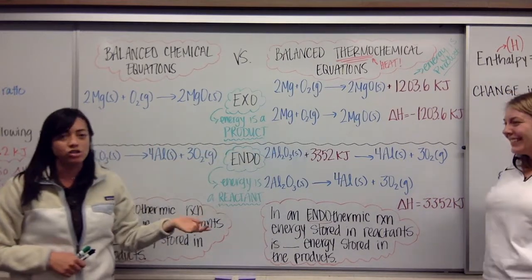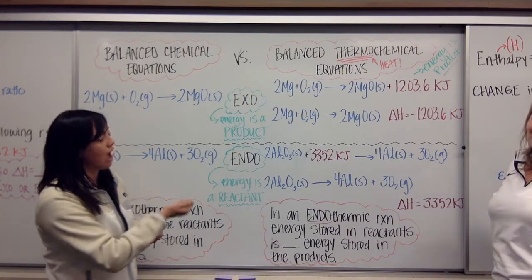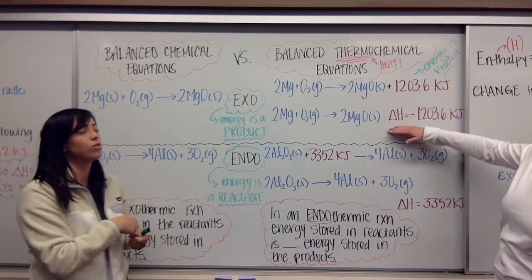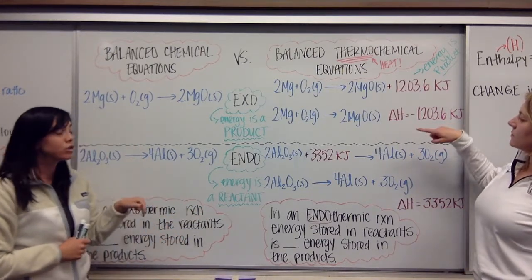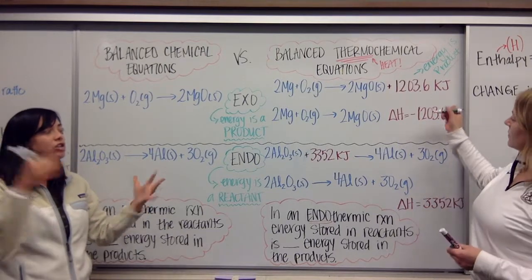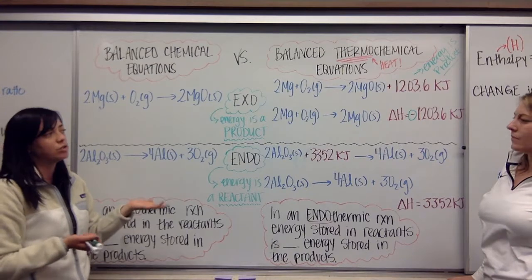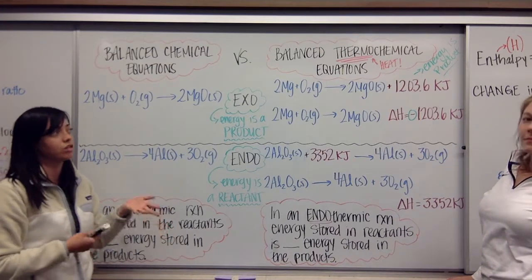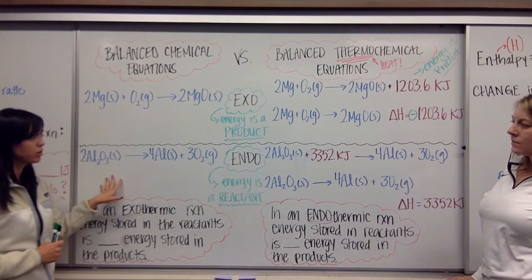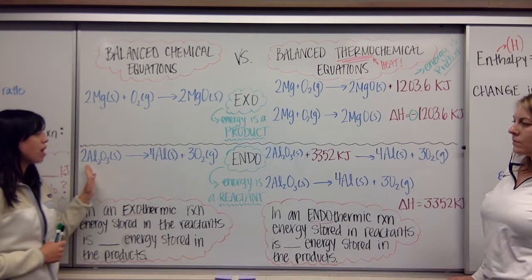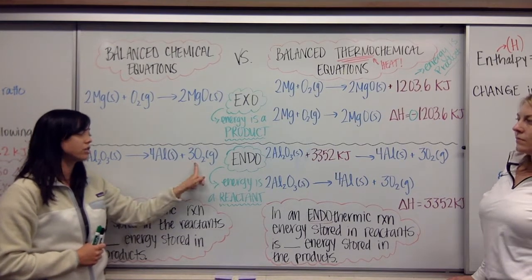Another way that we write these thermochemical equations is by not including it in the actual equation, and we just write delta H equals whatever our heat of reaction is. So if we have an exothermic reaction, we are releasing energy. Our delta H is negative. So for this example, delta H would equal negative 1,203.6 kilojoules. For an endothermic reaction, our example is aluminum oxide decomposing into solid aluminum metal and oxygen gas.